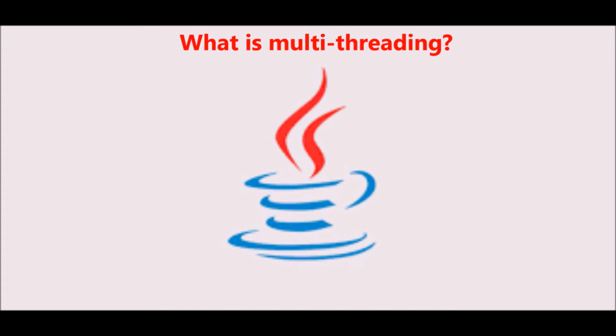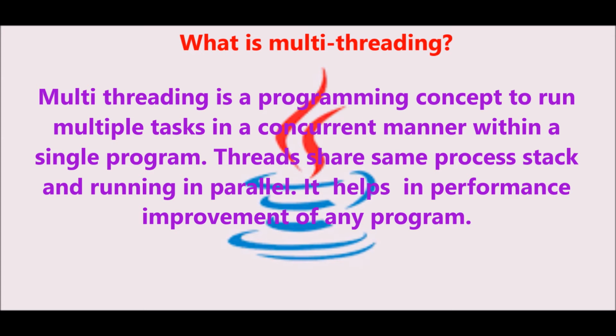What is multithreading? Answer: multithreading is a programming concept to run multiple tasks in a concurrent manner within a single program. Threads share the same process stack and run in parallel. It helps in performance improvement of any program.